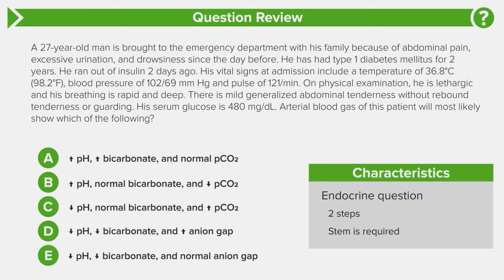Now, this is an internal medicine question, and we can see the patient's coming in with really an endocrine problem. A serum glucose of 480, okay, that's not normal. Now, this is a two-step question. The first thing we have to do is determine the diagnosis, and then after that, we have to determine what would the ABG look like in that diagnosis. And of course, the stem is absolutely required because we need to be able to take different pieces of information and bring them together to diagnose and then figure out the ABG.